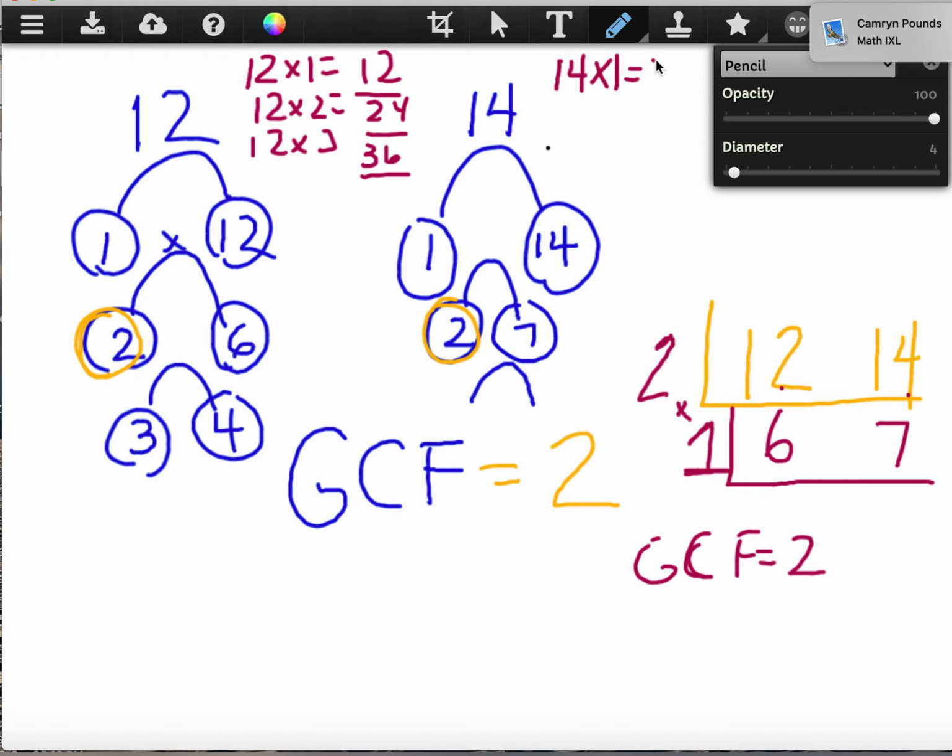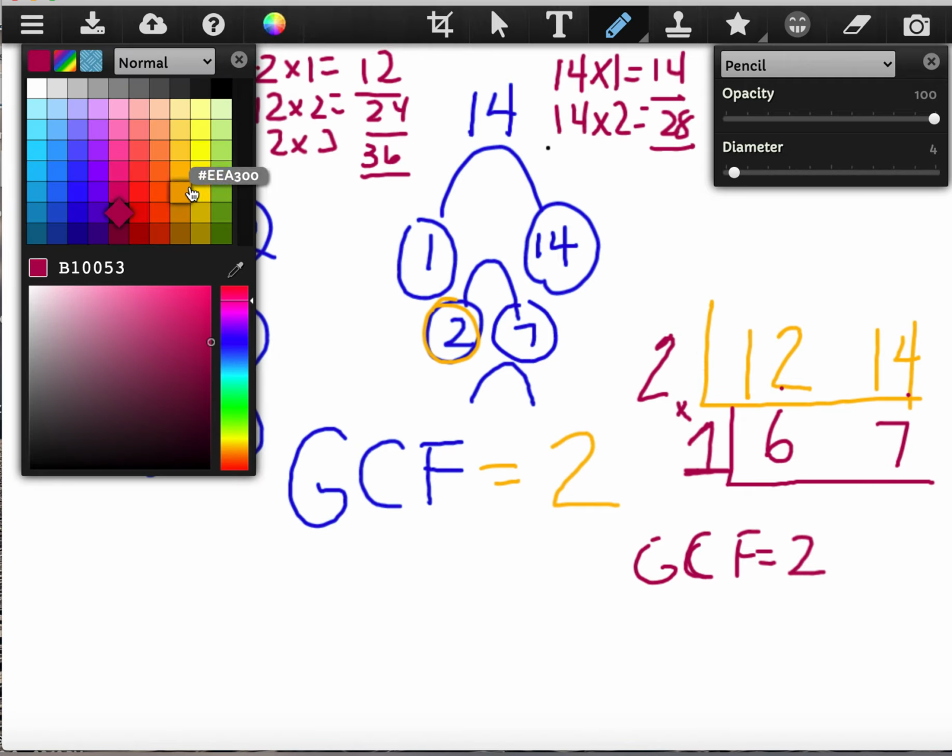I would have to do the same thing for 14. 14 times 1 is 14, multiple. 14 times 2 is 28, multiple. I would have to keep multiplying all out until I find a number that appears over here and appears over here, the least one, that first one that comes up. Well, that can take a lot of time. So instead, if I want to do the LCM, least common multiple, let's get a different color.